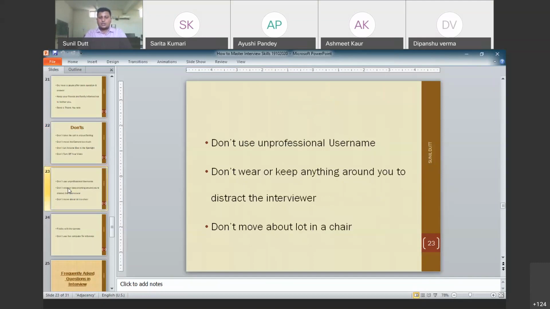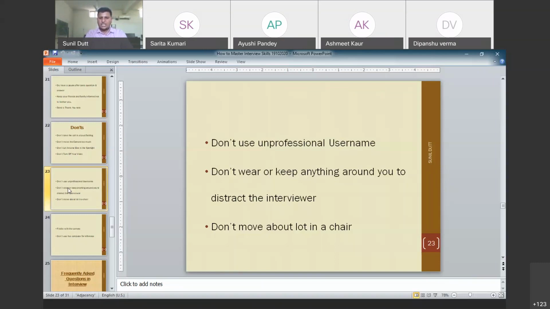Then, don't, this is quite important, dear students. Whenever we are having online classes as well, we keep on telling our students, don't use unprofessional names out of panache, or to show a devil-may-care kind of attitude. We tend to have such names as Devil, Saturn, Innocent, Cute, or something like this. Please have a professional name which is there in your resume.